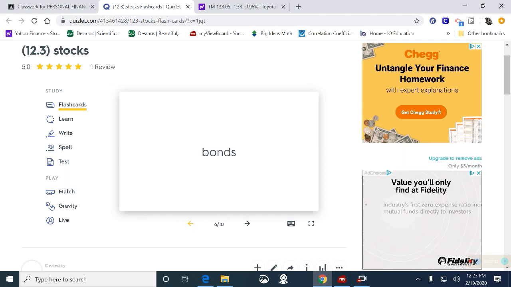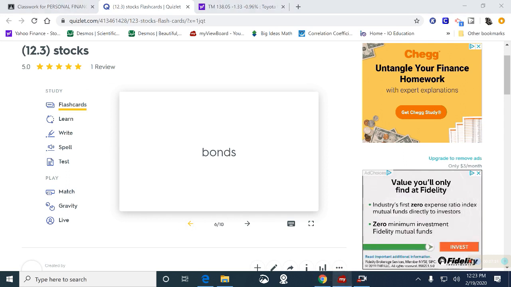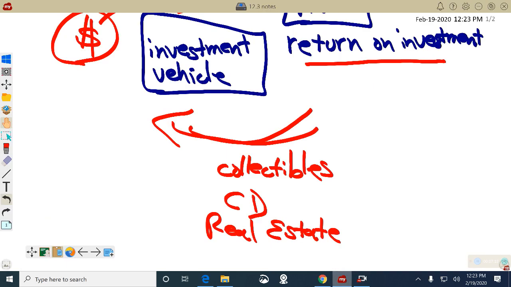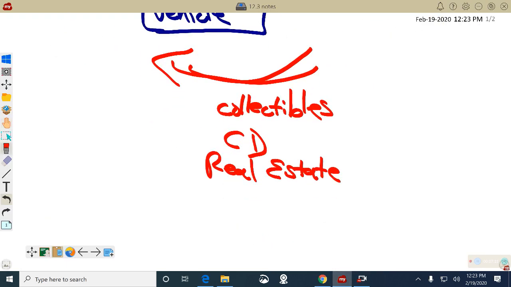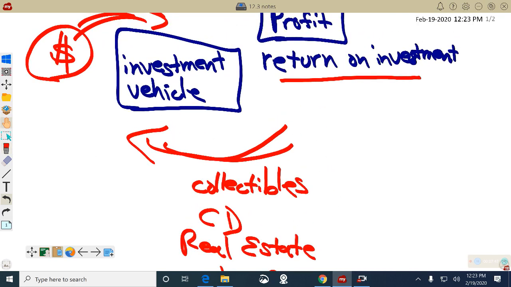How about another one? Here we go. Bonds. Anybody know what a bond is? Any veterans here remember what a bond is? What the heck is a bond? Right, you lend money to a government or a company, and they give you the money you lent plus interest. Think about that. You give the government $10,000, and in 5 years they give you the $10,000 plus a percent. You get a return on your investment. Remember, these are all vehicles, return on investment. You put something in, you get something back. Last one.